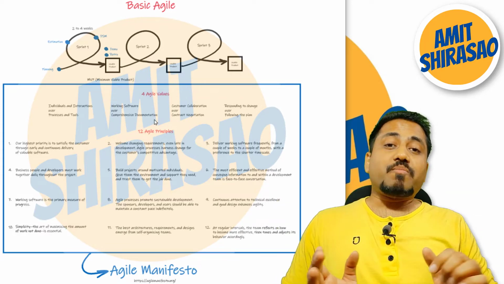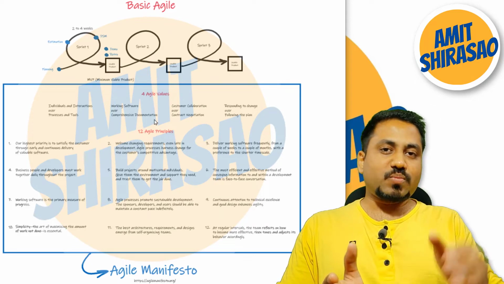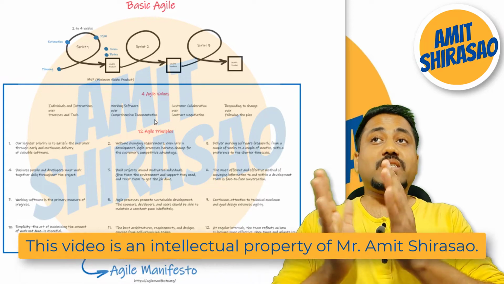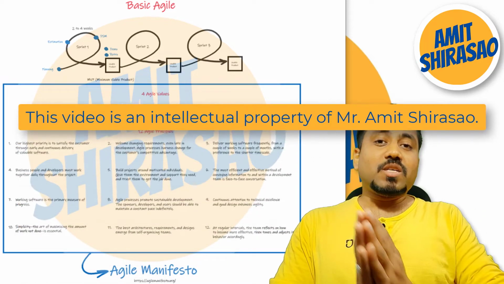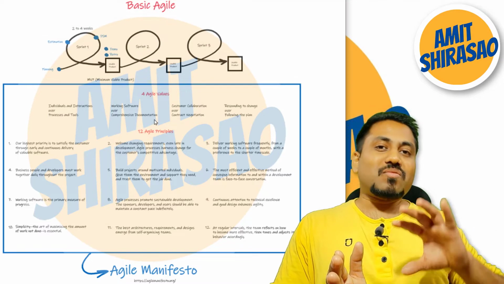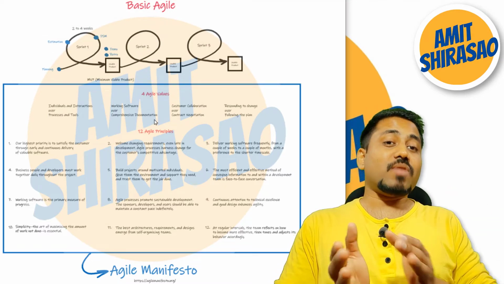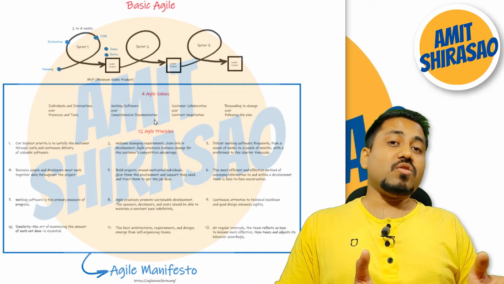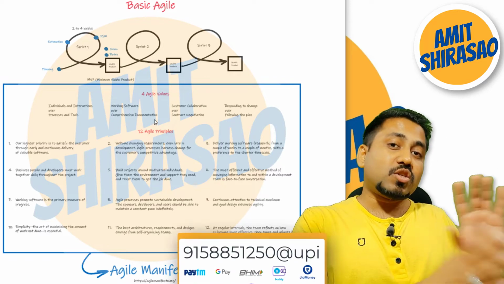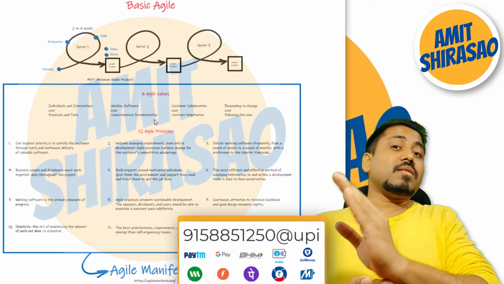Then once or twice in the sprint, there's a meeting called the estimation meeting. In that estimation meeting, you're going to estimate the stories for the next sprint. That means you're going to see what kind of things you want in the next sprint, what you will be implementing in the next sprint. So you're thinking ahead of time.